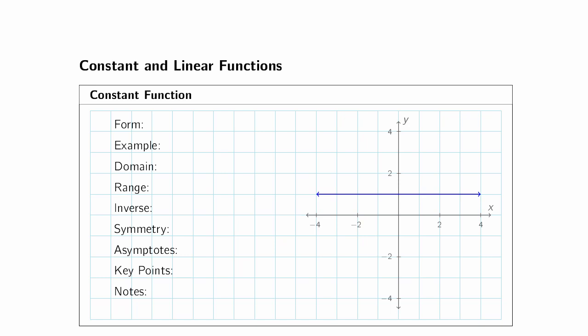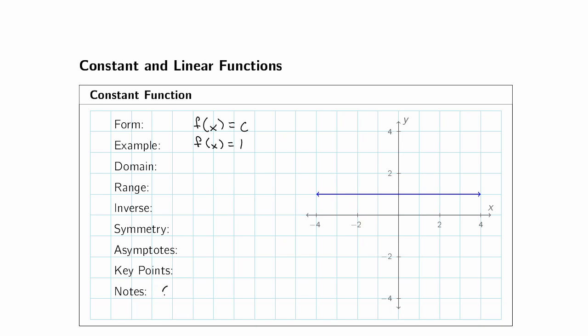graphs yet. So we'll begin with the most basic function, which often falls into the category of so easy it's hard. The very most basic thing that a function can do is whatever input you give it, it gives the same output. And that's called a constant function. They're of the form f of x equals some number. The example I've shown here is f of x equals 1.